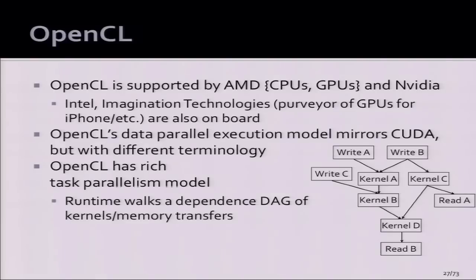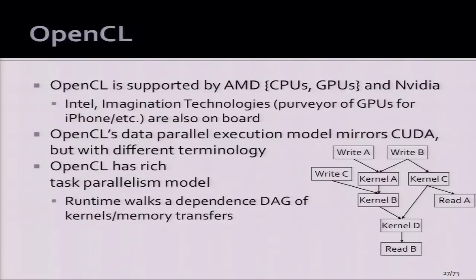The data parallel model is very similar to CUDA's. It has something similar to shared memory. It has something similar to threads, although they call them work items instead of threads. It has something similar to thread blocks, but they call those work groups instead. It has kernels. They call those kernels.